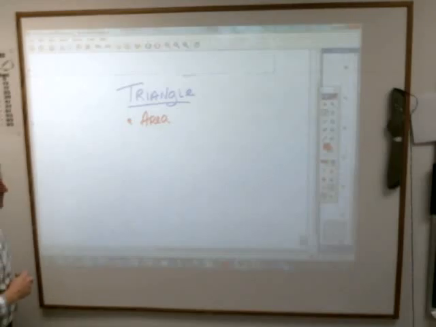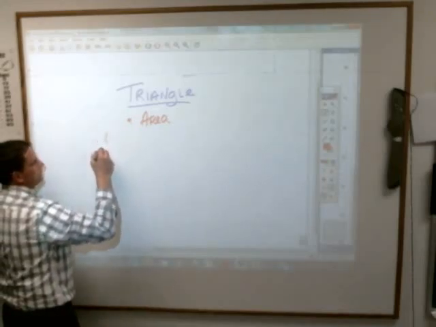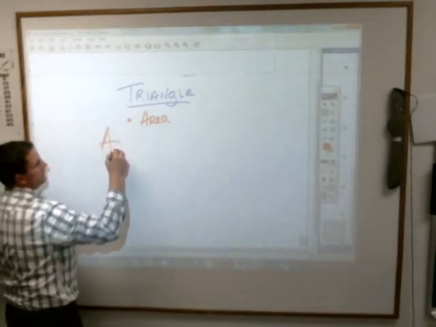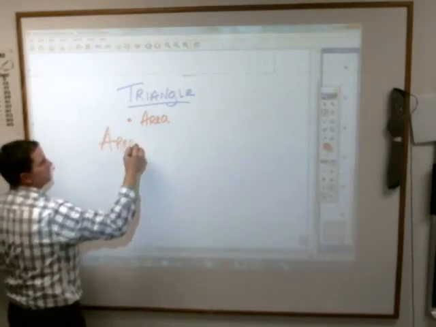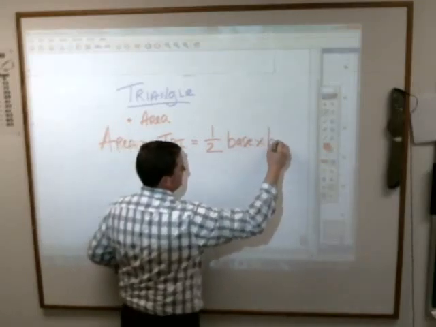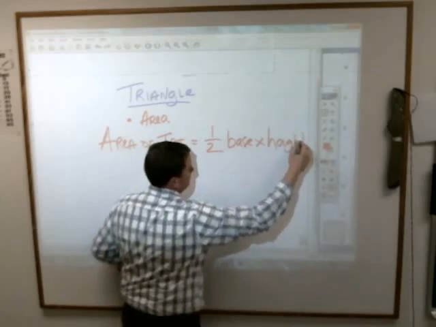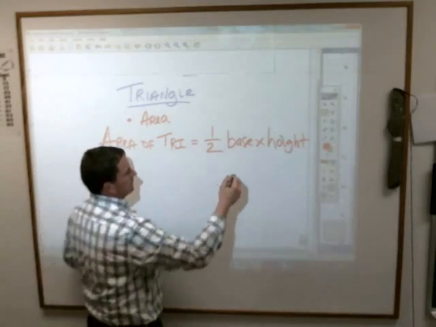Which you will write this well-known formula to all involved. The area of a triangle equals 1/2 the base times the height. Get used to that lovely formula because you will use it forever.